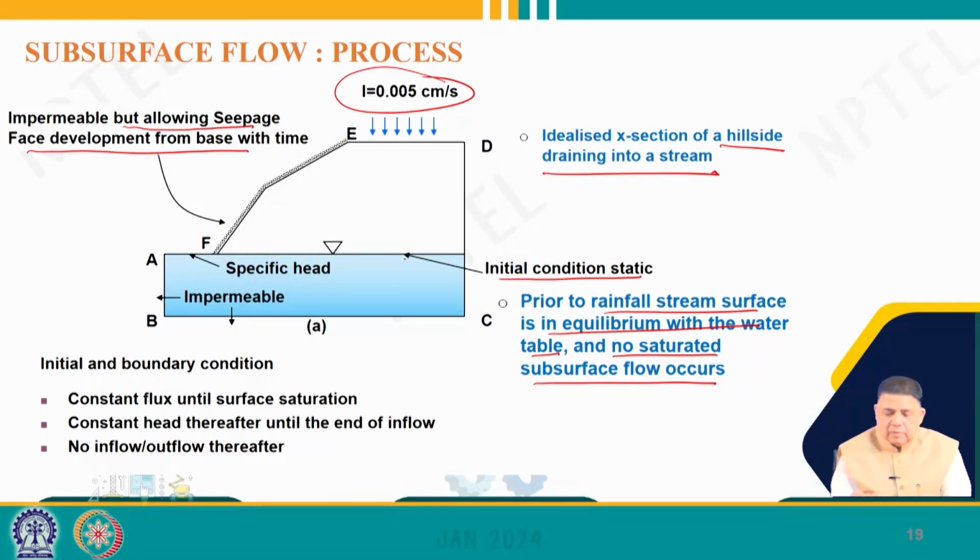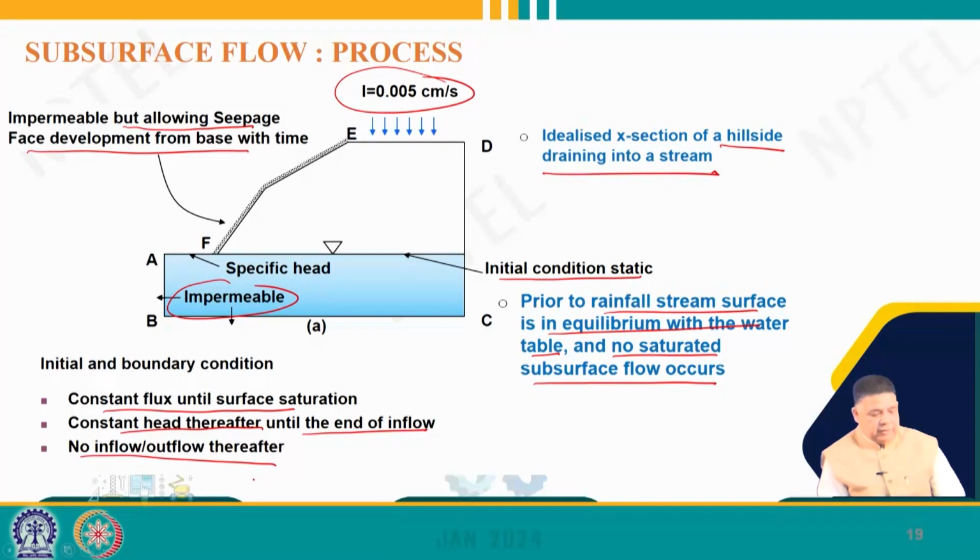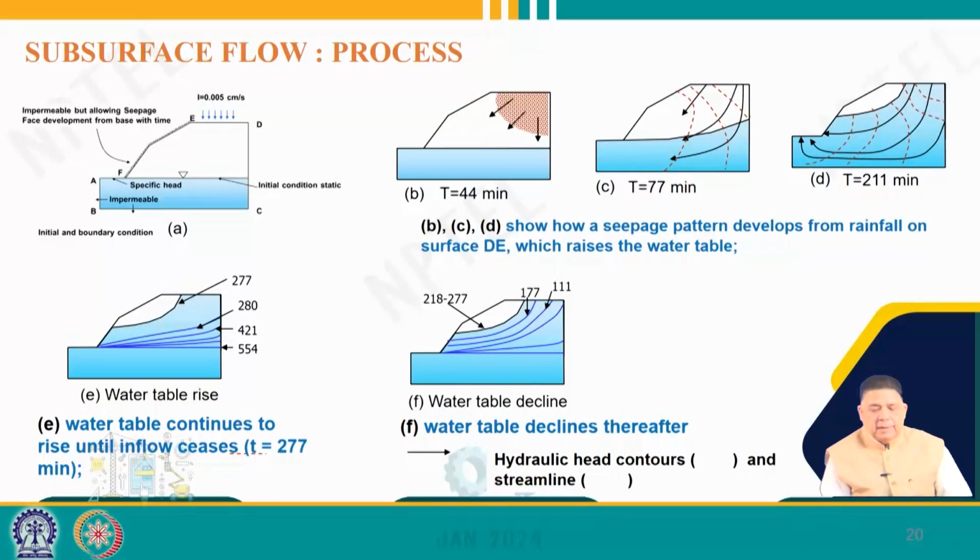So, this is the water table, and these are impermeable sides. Initial and boundary conditions are constant flux until surface saturation, constant head thereafter until the end of flow, and no inflow or outflow thereafter.